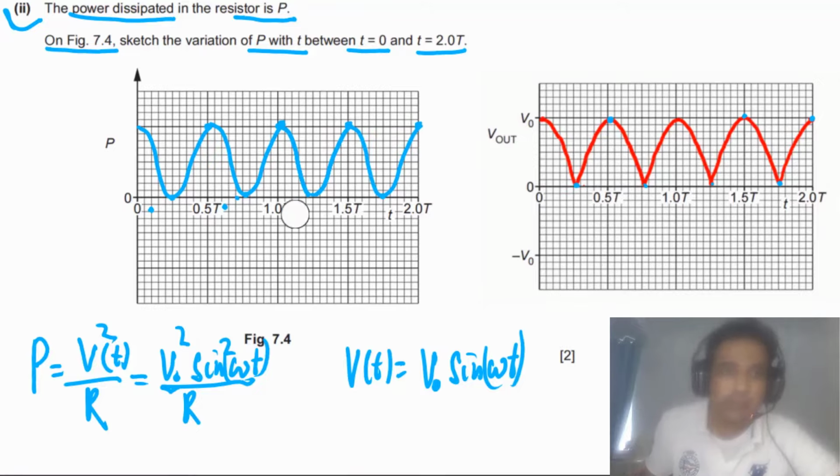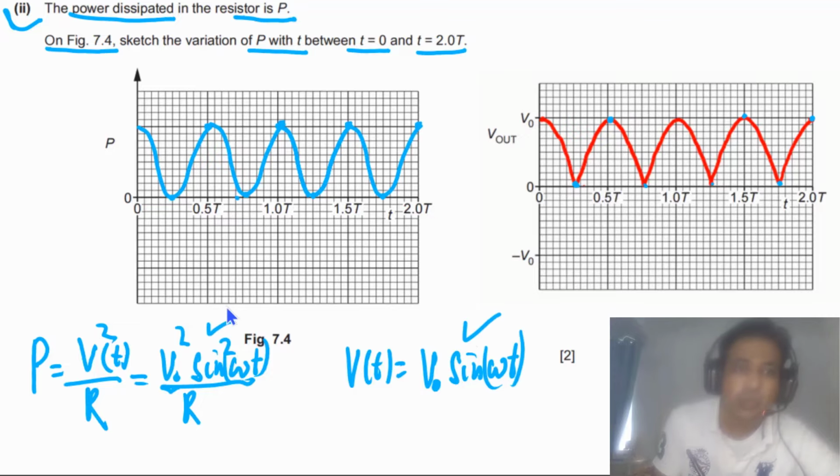So we can clear these points. So this is how this graph will look. So what is the difference between these two? You can see this is very steep here, so it has to be less steep at the bottom. You can see this trough, that is less steep. So that's the difference between these two. This is the sine omega t graph and this one is sine squared. So this is the main difference between these two.